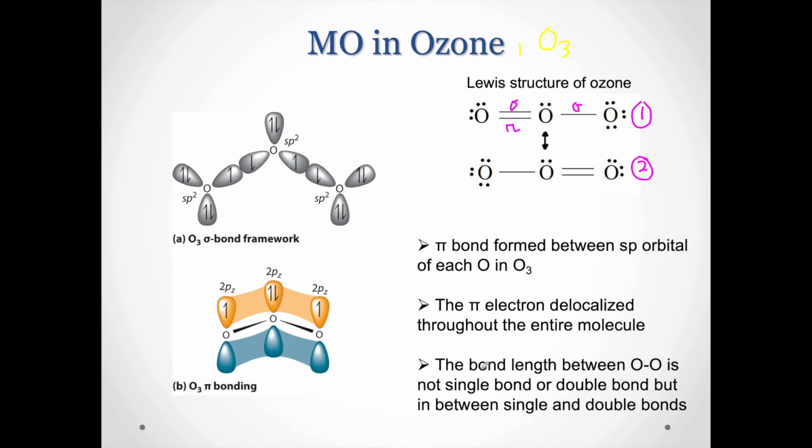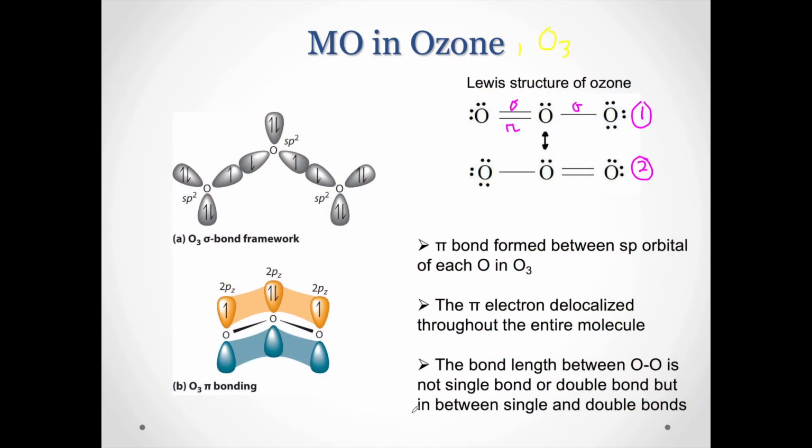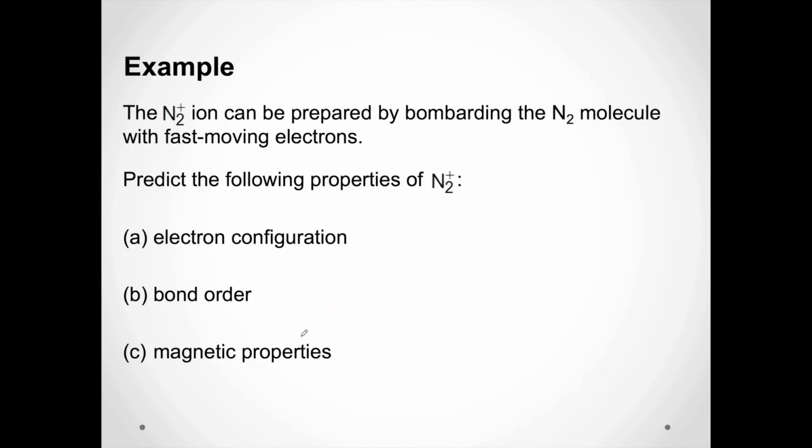The bond length between O and O is not a single bond or a double bond, but in between single and double bond. So from this, you need to determine the bond order, the BO. This is where you have the sigma, and this is where you have the pi bond. It can be here or here. Right? So next is the example.